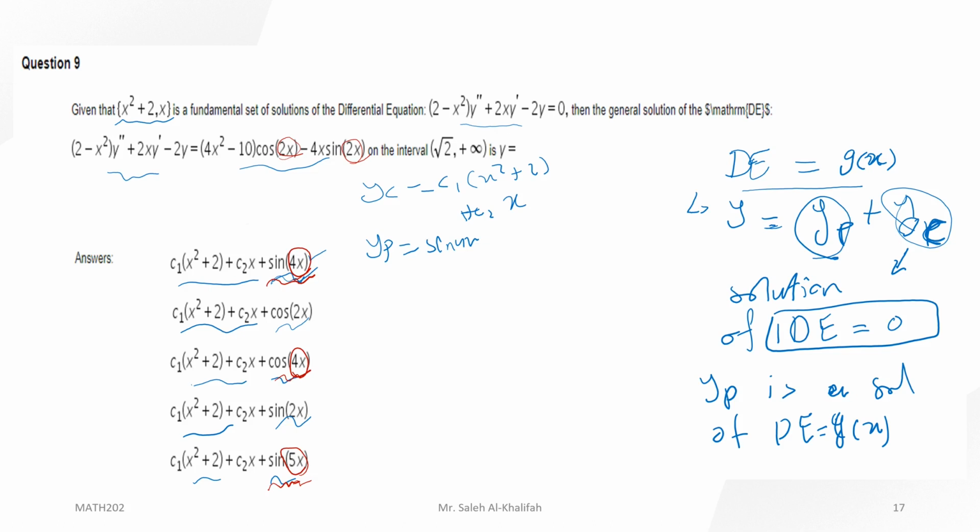فأنت immediately if we start to find what is yp, don't start with these choices عشان to save time. So we are left with cosine 2x and sine 2x.